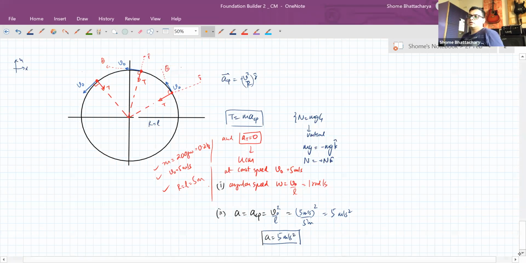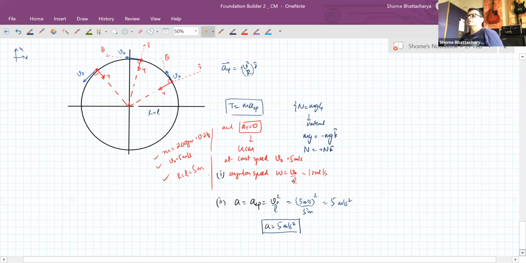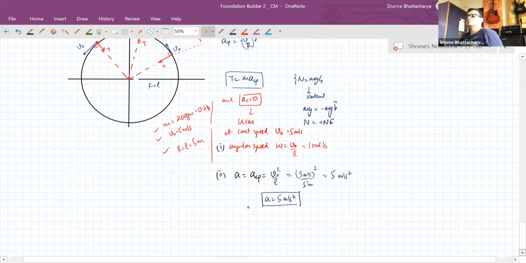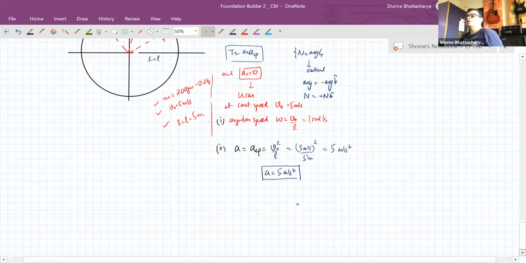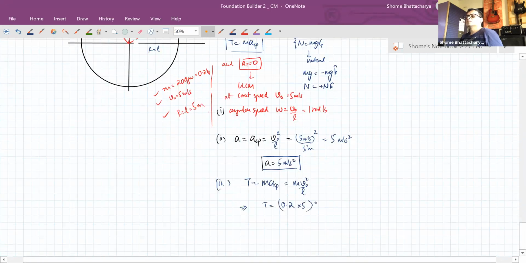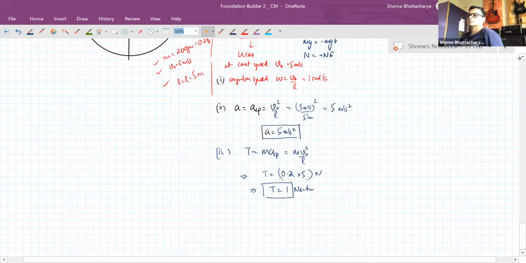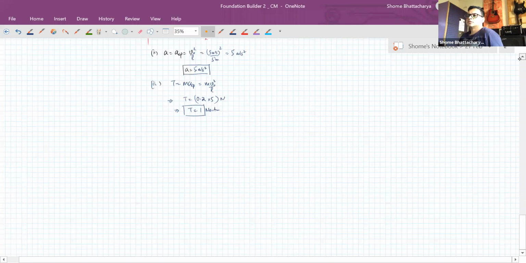Yeah, Priyanshu, if you just note it down from point to point, you will understand what's happening. So now we can see that the tension is equal to mass into centripetal acceleration. So the tension will become 0.2 kg multiplied by 5. So the string will have a tension of 1 newton. Okay, so I'll just take you through the whole solution once more.